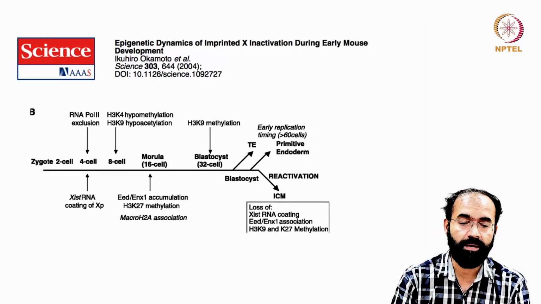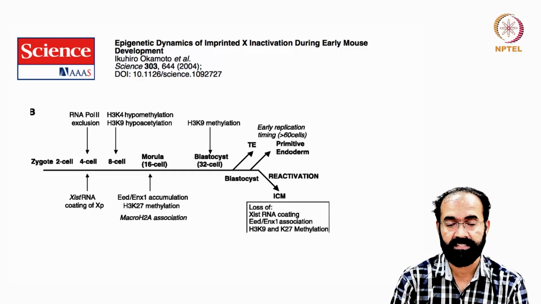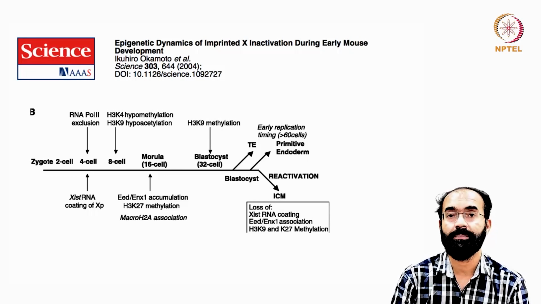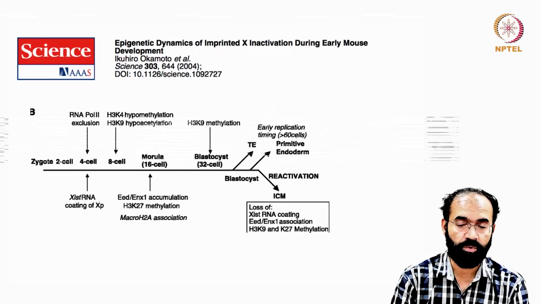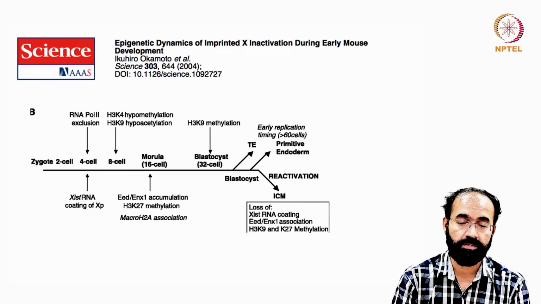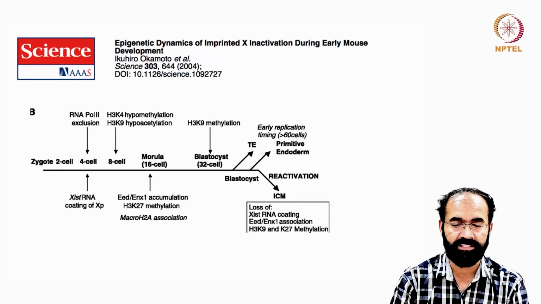So H3K4 hypomethylation and H3K9 hypoacetylation takes place at 8 cell stage. Then at morula stage onwards, you have EED and ENX accumulation. These are two proteins that accumulate, and H3K27 methylation takes place, and you have this unique histone protein, that is macroH2A association. You can see it in the X chromosome in all these cells. So this paternal X chromosome starts exhibiting these features.